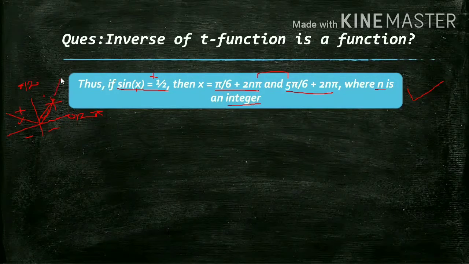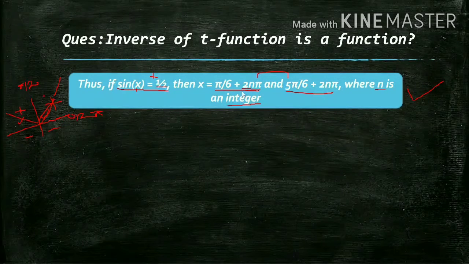Then this angle would also be giving the value half. That would be pi by 6 plus 2n pi, because this comes over here again after a period of 2n pi. I told you yesterday in the previous lecture that sine of x is a periodic function whose period is 2 pi. That means it repeats its value after a period of 2 pi.